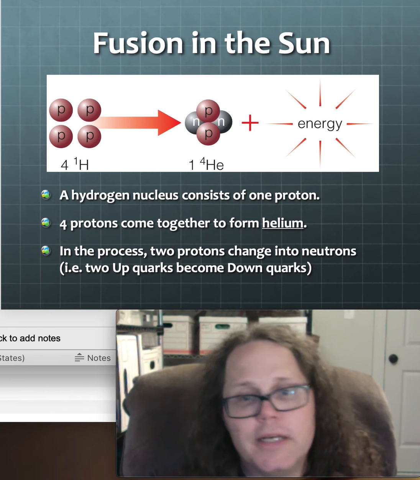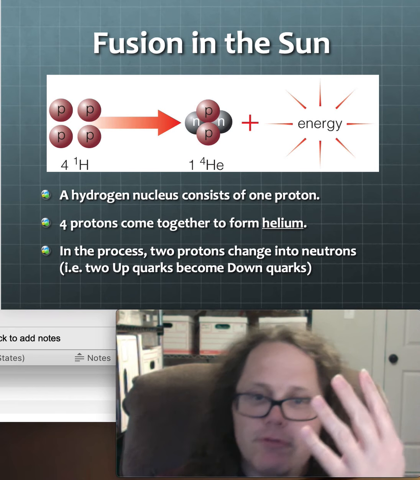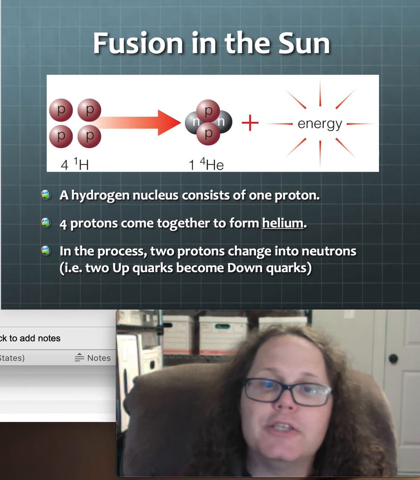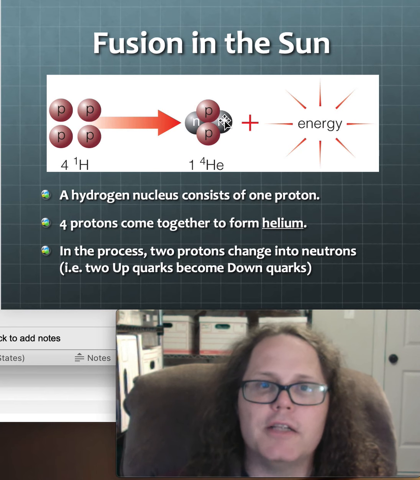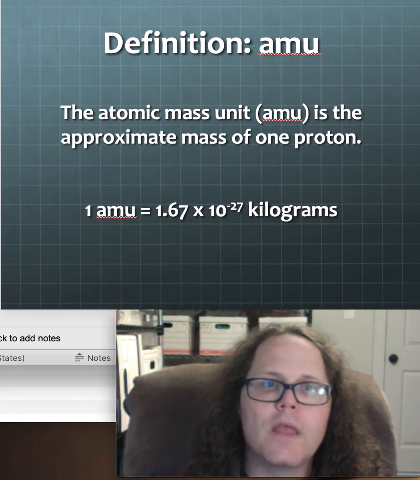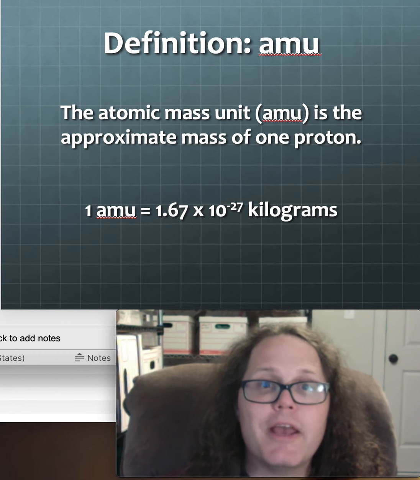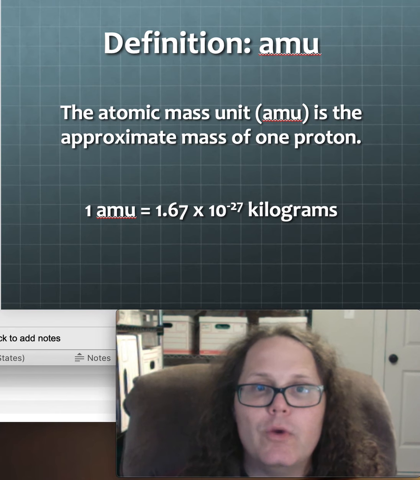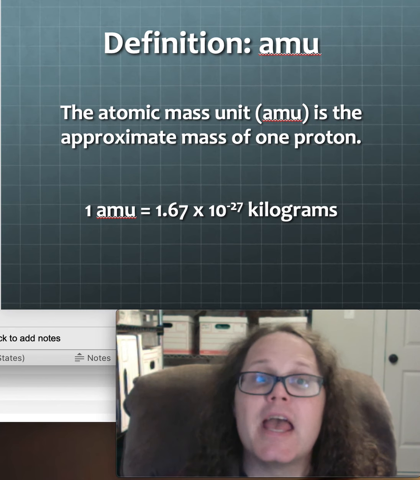A hydrogen nucleus is simply a proton. Four protons combine to form a helium nucleus, and in the process, two of those protons flip into neutrons. Before we continue, we need to define a term, atomic mass unit, which is the approximate mass of one proton. It's a very small mass on the order of 10 to the minus 27 kilograms.